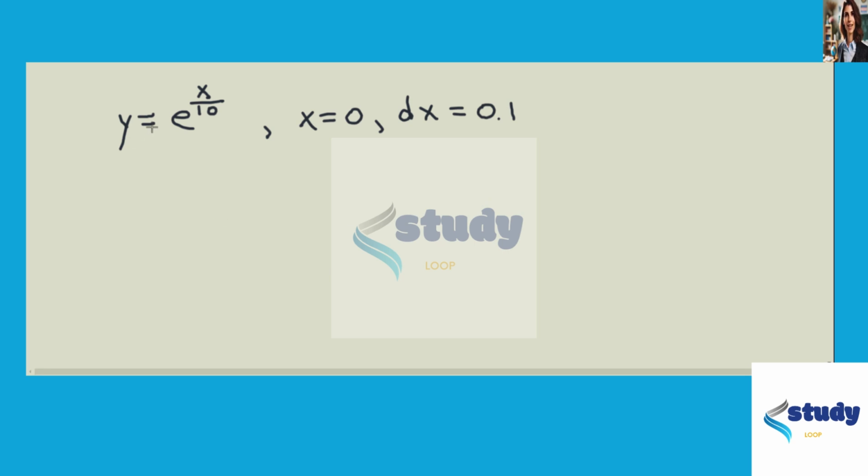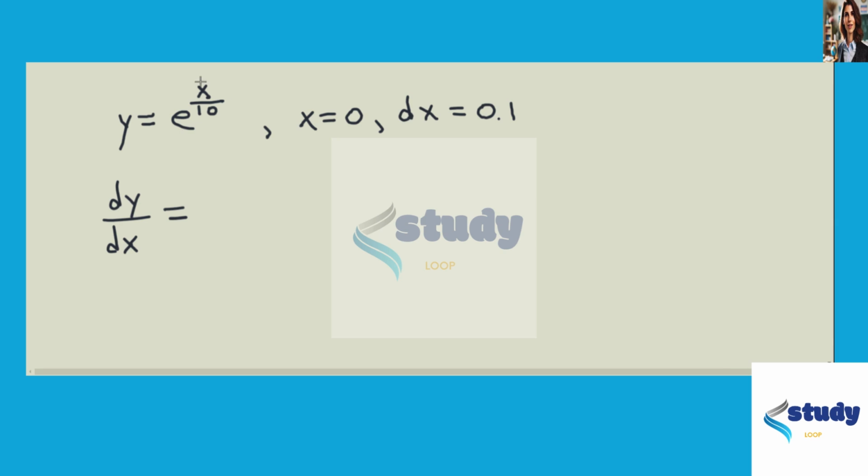Okay, in this problem, we have y equals e to the x over 10 power, and we want to find the differential dy and evaluate it for this value of x and this value of dx. Well, to find dy, we have to find dy dx, the derivative. Now, we want to find the derivative of y. Y equals e to the x over 10, so we need to find dy dx.